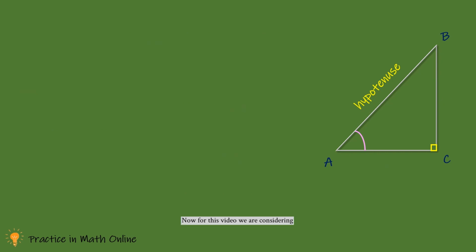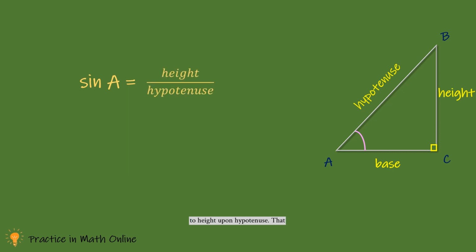Now for this video, we are considering angle A. So we calculate all the trigonometric functions, sine, cosine, tangent, all of them, for angle A. If we take angle A, that means side BC will be the height and side AC will be the base. So let's see the first trigonometric function, sine of A. The formula is sine of A is equal to height upon hypotenuse. That means sine of A will be equal to height, which is BC for angle A, and hypotenuse, which is AB. So sine A will be equal to BC over AB.